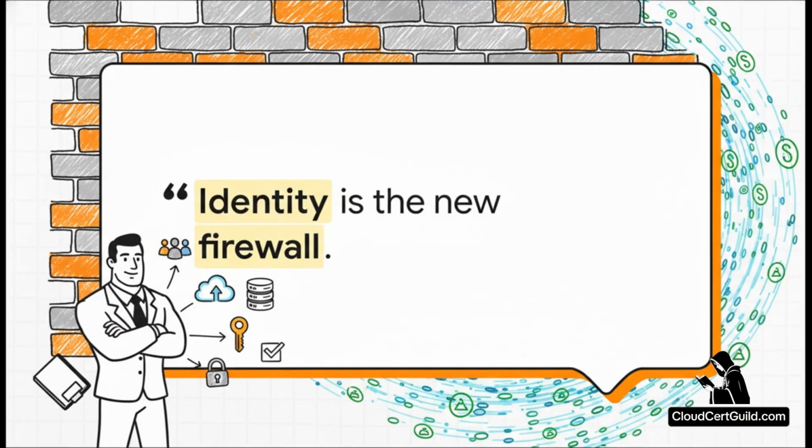And that brings us to what might be the most important sentence in this whole thing. Identity is the new firewall. Your ability to control who can do what, to which resource, and for how long, that right there is the absolute foundation of modern cloud security. It's your bouncer, not your wall, that is your best defense.